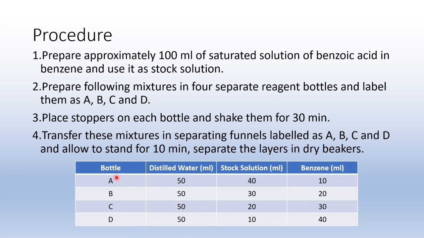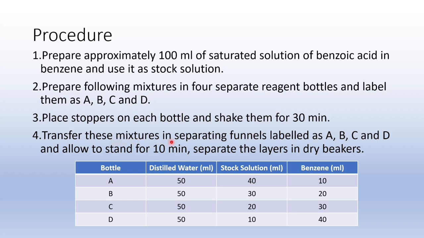solutions. In bottle A, we will take 40 ml of stock solution, 50 ml of distilled water, and 10 ml of benzene. Similarly, in bottle B, we will take 30 ml of stock solution, 50 ml of distilled water, and 20 ml of benzene. Similarly, we will prepare mixtures C and D in reagent bottles C and D. We will place stoppers on each bottle and shake them for 30 minutes.